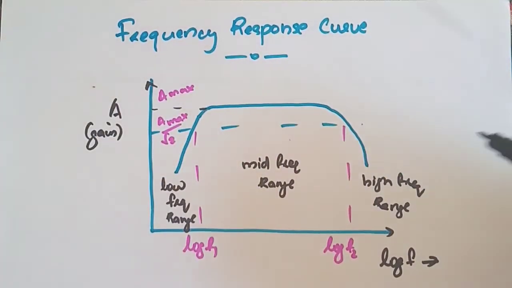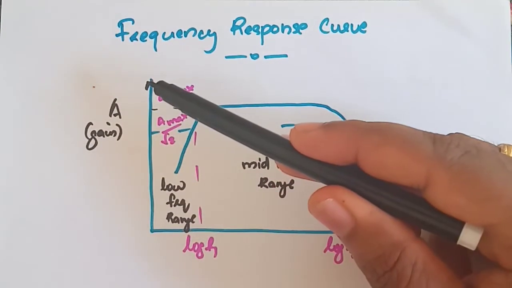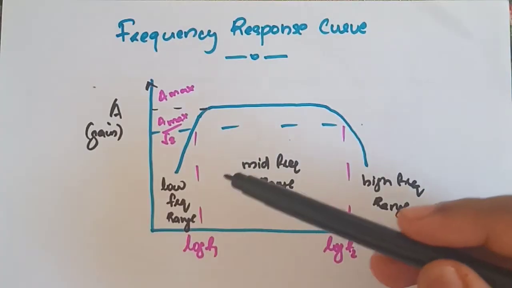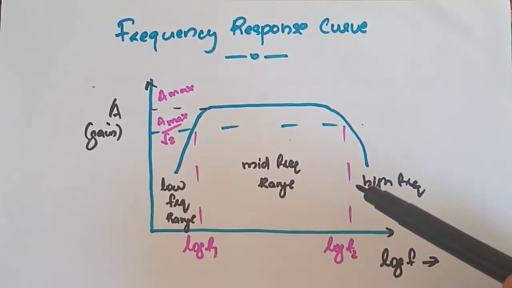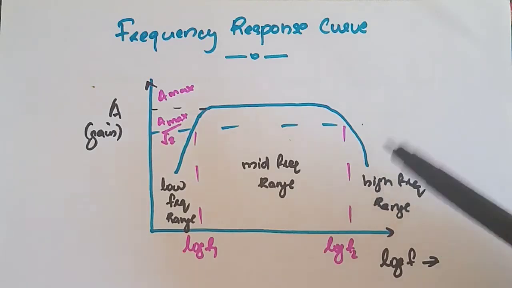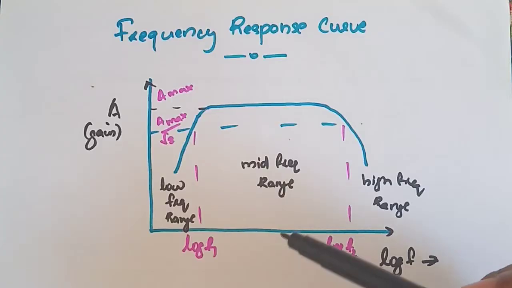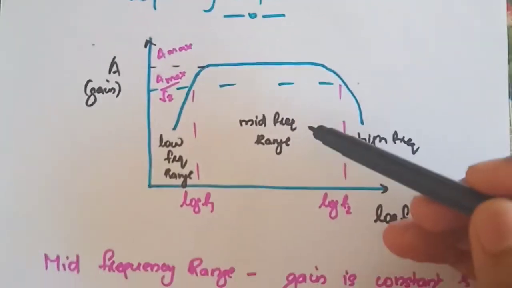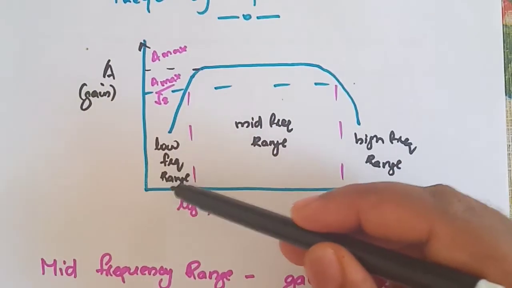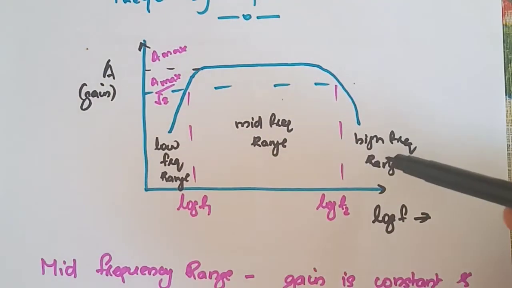Now we move on to the frequency response curve of the RC coupled amplifier. It is a graph plotted with frequency along the x-axis and voltage gain along the y-axis. Voltage gain means output voltage by input voltage. This is the shape of the graph. We can divide it into three regions: first the low frequency region, then the mid frequency region, and the high frequency region.